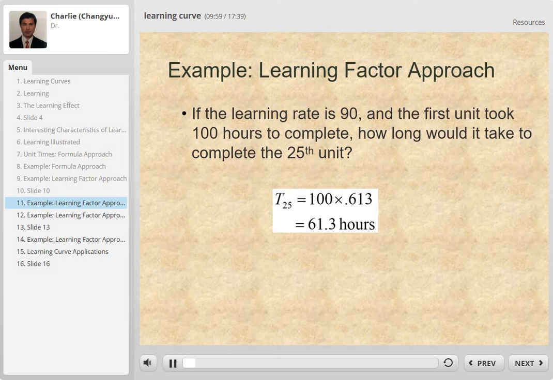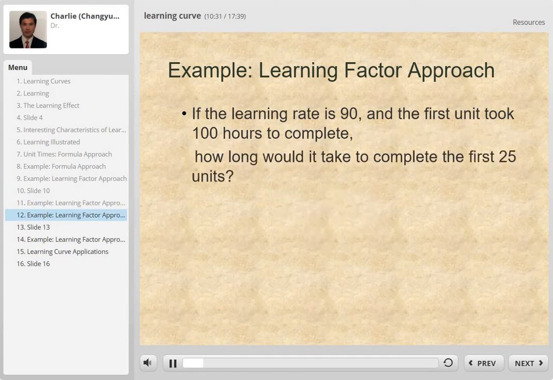This is how we find the time we need to complete the 25th unit. T25, which is the time we need to finish the 25th unit, equals 100, which is the hours we need to complete the first unit, times a simple number we found from the table, 0.613. That will be 61.3 hours. That is an easy way. We use the table, and we do not need to use the calculator.